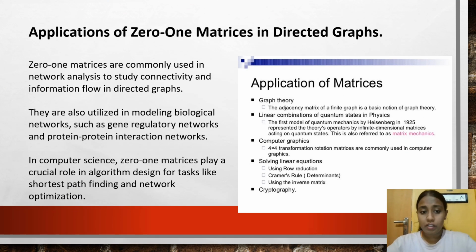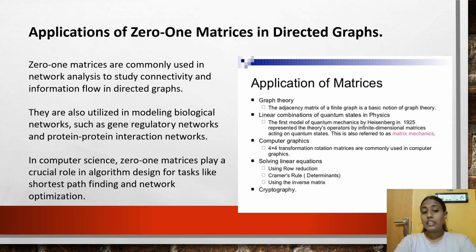Applications of 0-1 matrix. As we studied in the previous slides, it can be used in social networking or transportation communications. Here the applications are commonly used in network analysis to study connectivity and information flow in directed graphs. They are also utilized in modeling biological networks such as gene regulatory networks and protein-protein interaction networks. These are a few biological uses of 0-1 matrices.